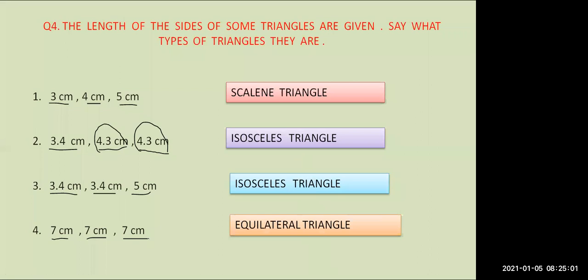Very good. Now I can say all of you have understood the concept of types of triangles very nicely, because you can see with the help of measurements also you're able to tell me which type of triangle it is, and by observing the figure also you have told me which type of triangle it is. Now it is very clear that you have all understood this topic very nicely.